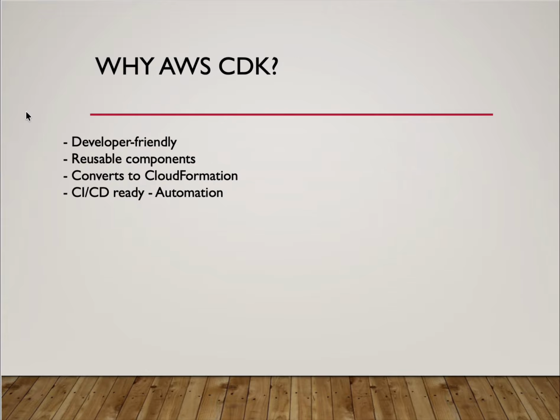Why use CDK instead of plain CloudFormation? Because it's very developer friendly. You can use familiar constructs like loops and conditionals. You can also create reusable components and simplify infrastructure setup while still benefiting from AWS best practices. So with CDK, you can write infrastructure the same way you write application code. This makes collaboration easier, enables CI/CD automation, and also ensures reliable deployments since it still compiles down to CloudFormation.